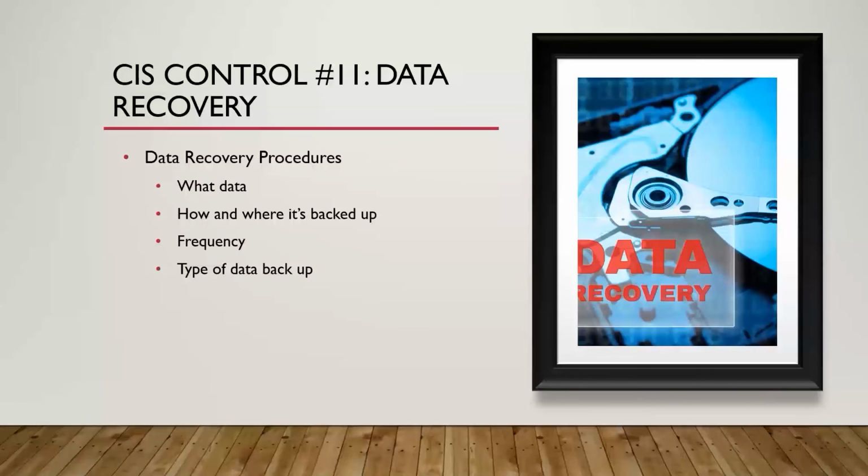CIS Control 11 is data recovery. So if you recall from the CIA triad, which is confidentiality, integrity, and availability, the availability of data is oftentimes more critical than confidentiality. An example of this would be making sure we have the availability and accuracy of weather information. If we own a trucking company, we have to make sure our trucks are able to get through to deliver whatever the products are that are on them.